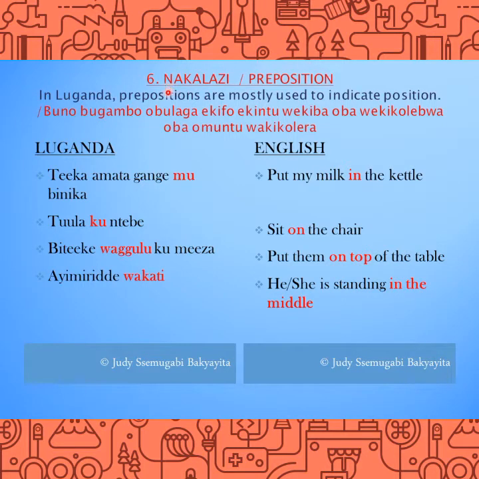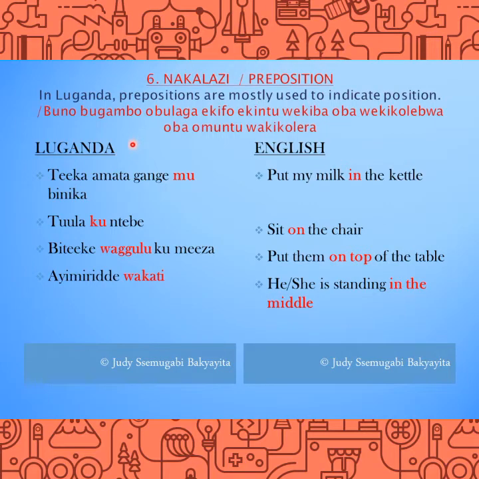The 6th part of speech is nakalazi, which is preposition in English. Nakalazi are mostly used to indicate position. Buno bwe bugambo obulaga ekifo ekintu wekiba oba wekikolerwa oba omuntu wakikolera.